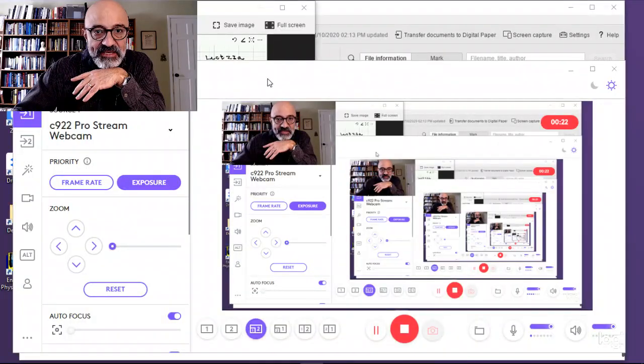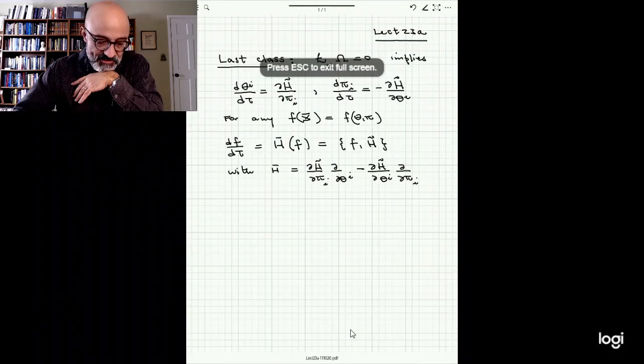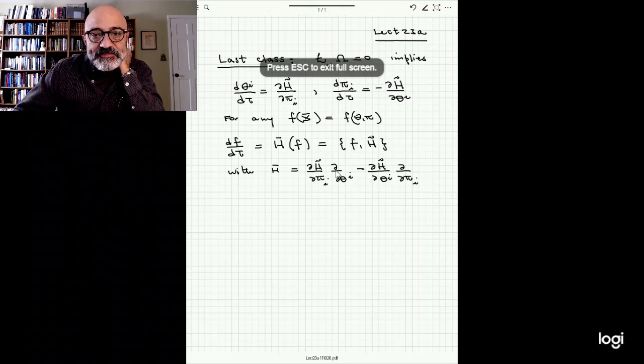Last class, we saw that the condition that you preserve the symplectic form yields a whole lot of the Hamiltonian formalism that we are so familiar with from mechanics. Let's review that very quickly. Here it is. So this is the idea.